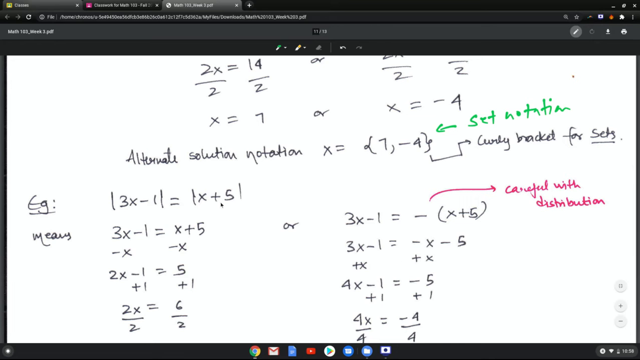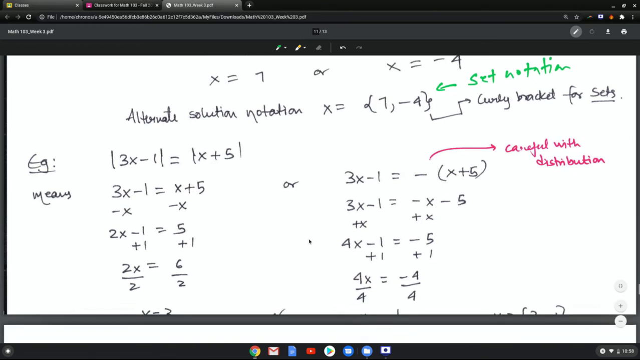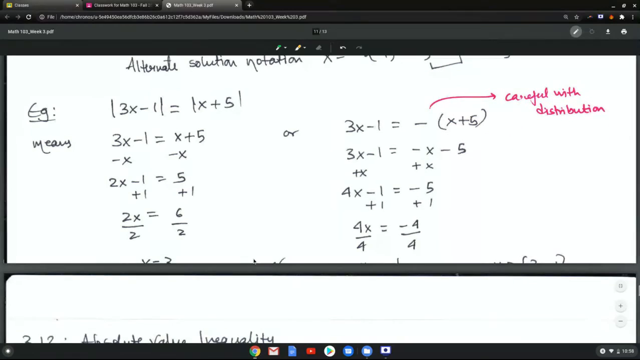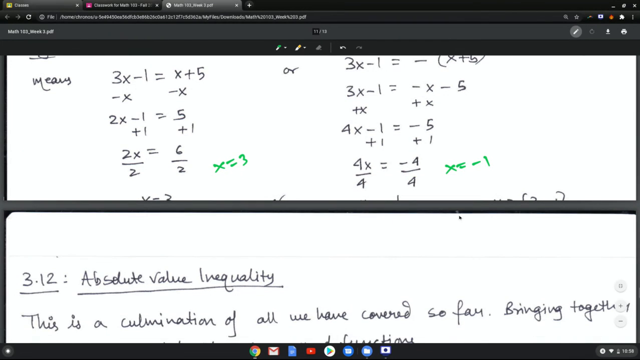You can also have variables in both. In that case, you go 3x minus 1 equals x plus 5 and 3x minus 1 equals negative x plus 5. Careful with the distribution of the negative. You go ahead and solve these as regular equations. Sorry, the answer has been cut off here, but this gives you x equals 3 and this gives you x equals negative 1. So you may want to try this out on your own and verify the answers, and then you can check your steps.